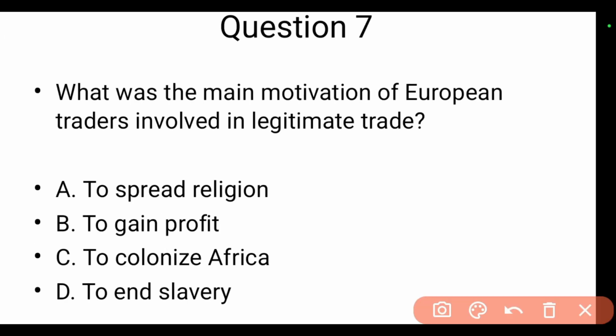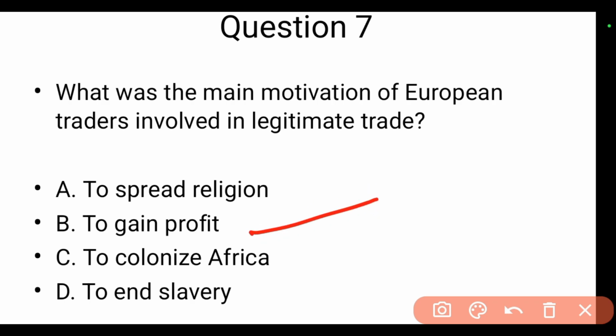Question number 7. What was the main motivation of European traders involved in legitimate trade? A. To spread religion. B. To gain profit. C. To colonize Africa. D. To end slavery. Okay, the answer is B.